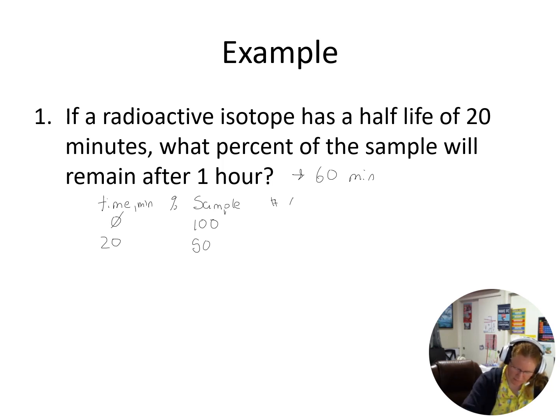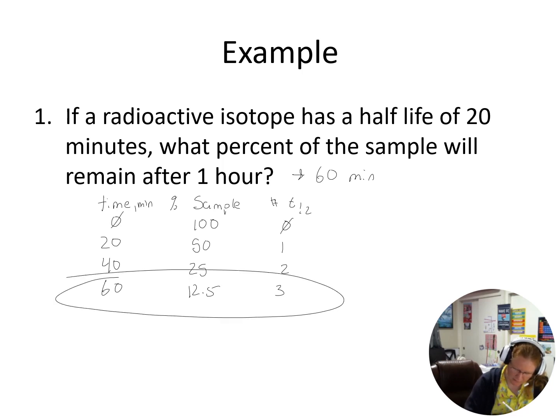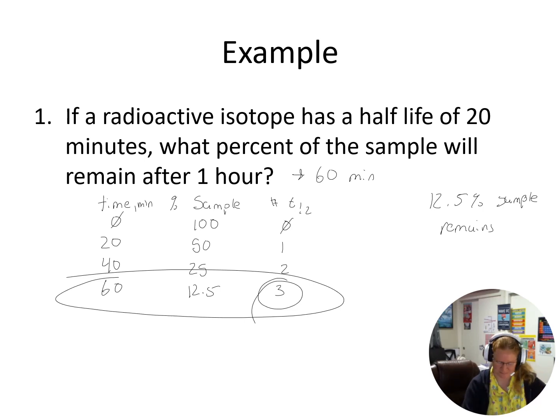Here, I'll also do number of half-lives. So at time 0, I've done 0 half-lives. At time 20 minutes, I've done 1 half-life. Let's do the next half-life, so 40 minutes. Now we're down to 25%, and we've done 2 half-lives. I can do 60 minutes, 3 half-lives, 12.5%. I could also look at 20 and 60. 60 divided by 20 is 3, so I know I've undergone 3 half-lives.